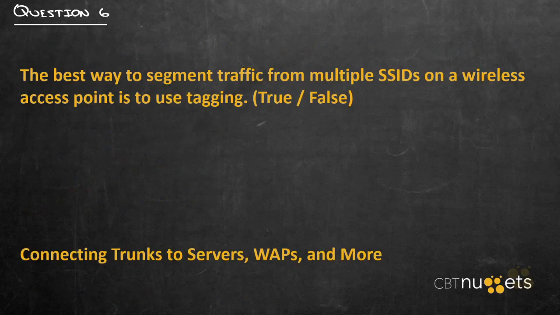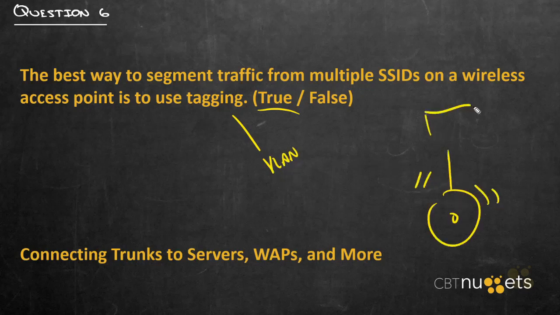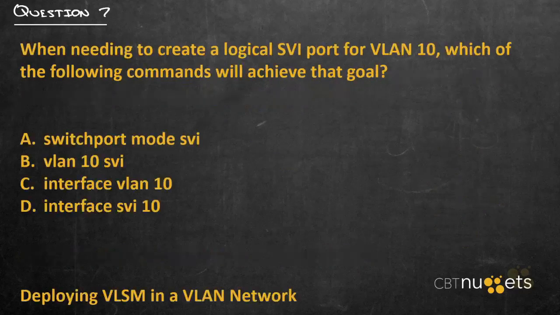The best way to segment traffic from multiple SSIDs on a wireless access point is to use tagging. True or false? And to that, I would say absolutely it's the best way to segment traffic from multiple SSIDs. You could say tagging, you could say VLANs. Essentially, it's having a wireless access point connected to a switch, and all the traffic that is coming out is being segmented based on the SSID that's joined. The SSID that's joined dictates what VLAN tag is affixed to those packets, thus providing segmentation. Good.